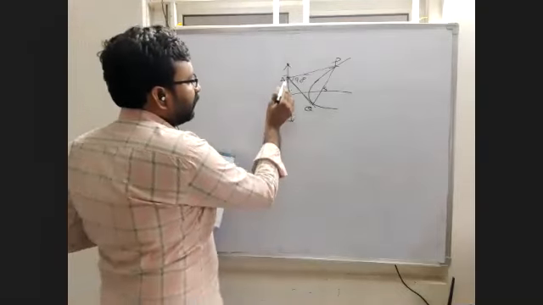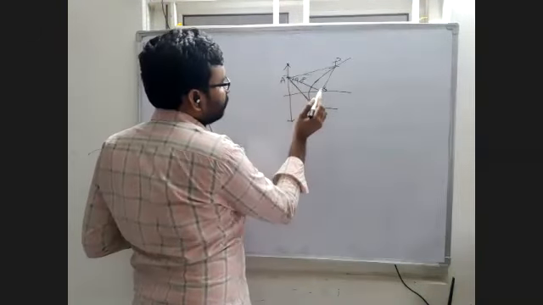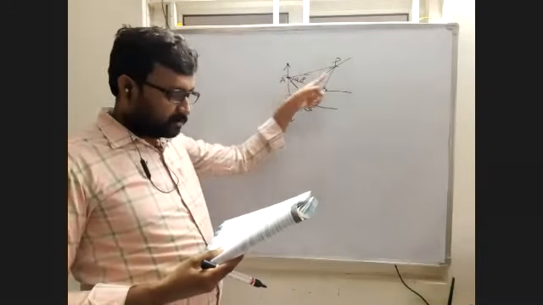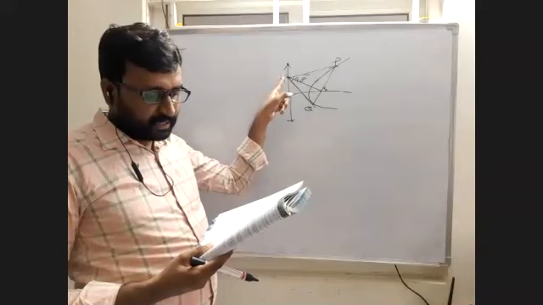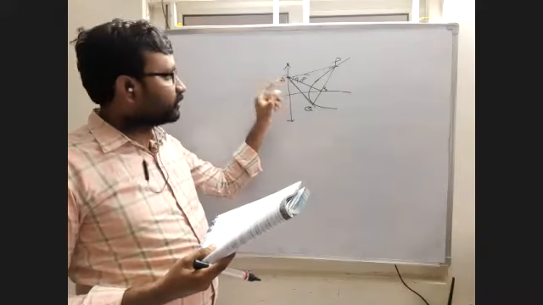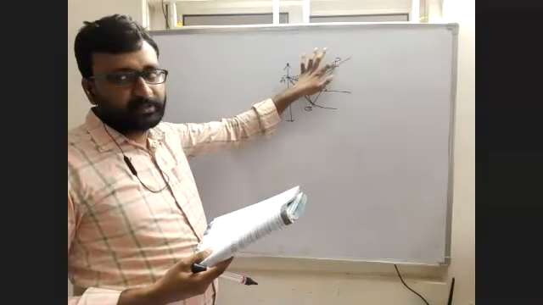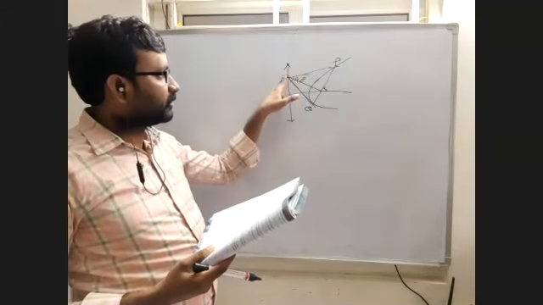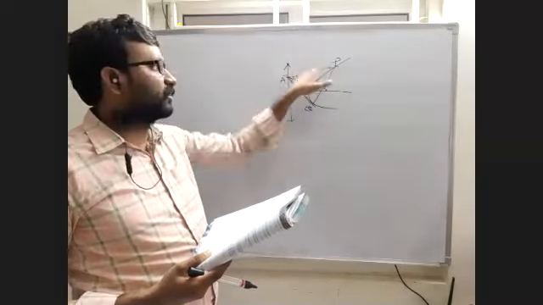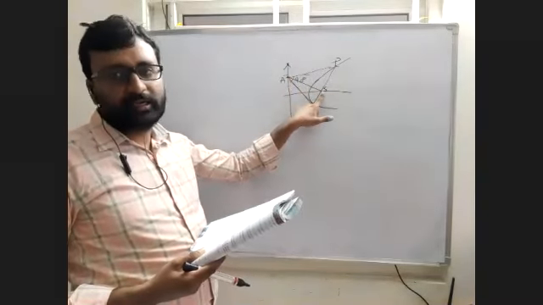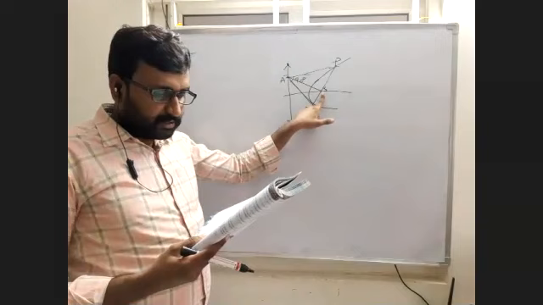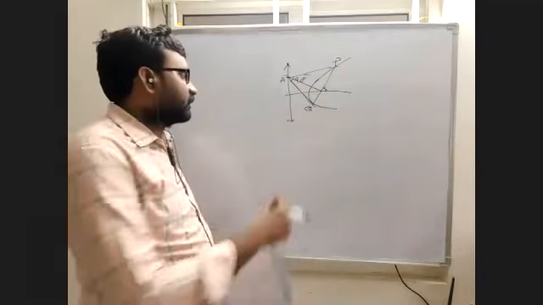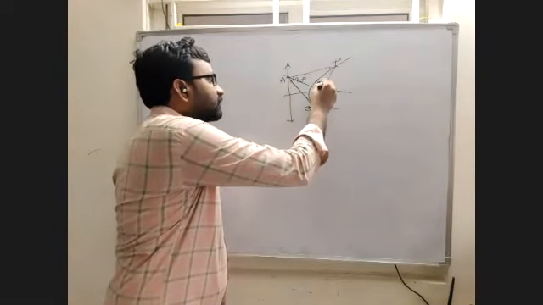Same like this you will get. Once again, I'm reading. The portion of tangent to the parabola intercepted between the point of contact and the directrix subtends a right angle at the focus. So here the angle is 90 degrees.